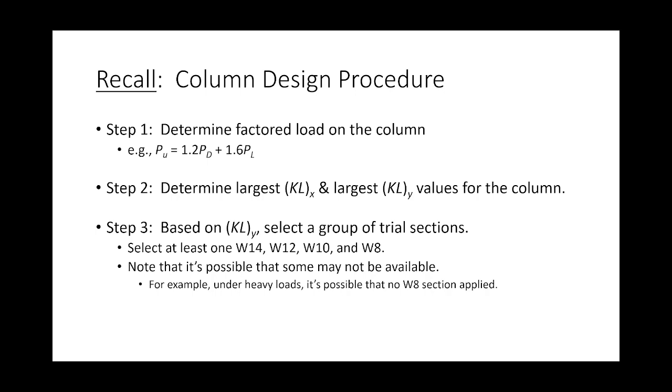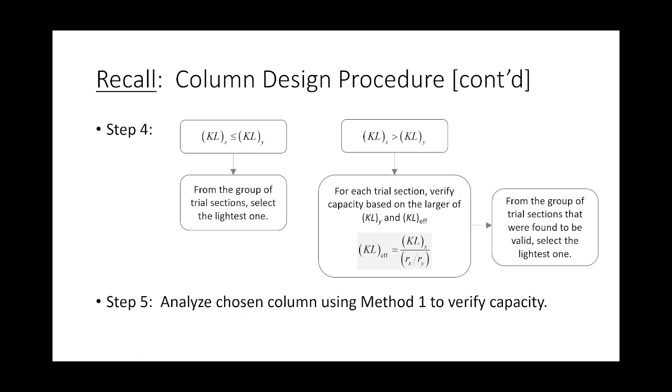So you have a family of these shapes. Now you have to check them. You don't have to check them if weak axis buckling governs, and you know that's the case if KLY is bigger than KLX. From the group of trial sections, just select the lightest one. But if KLX is bigger, for each trial section, you have to verify the capacity.